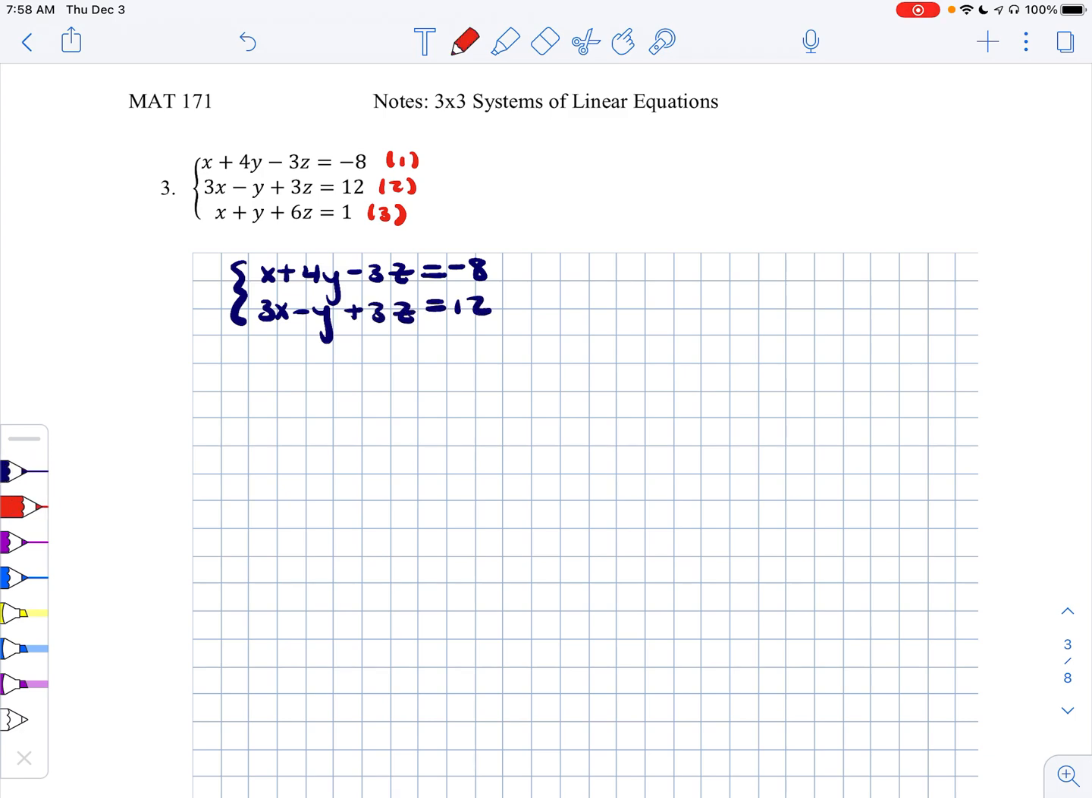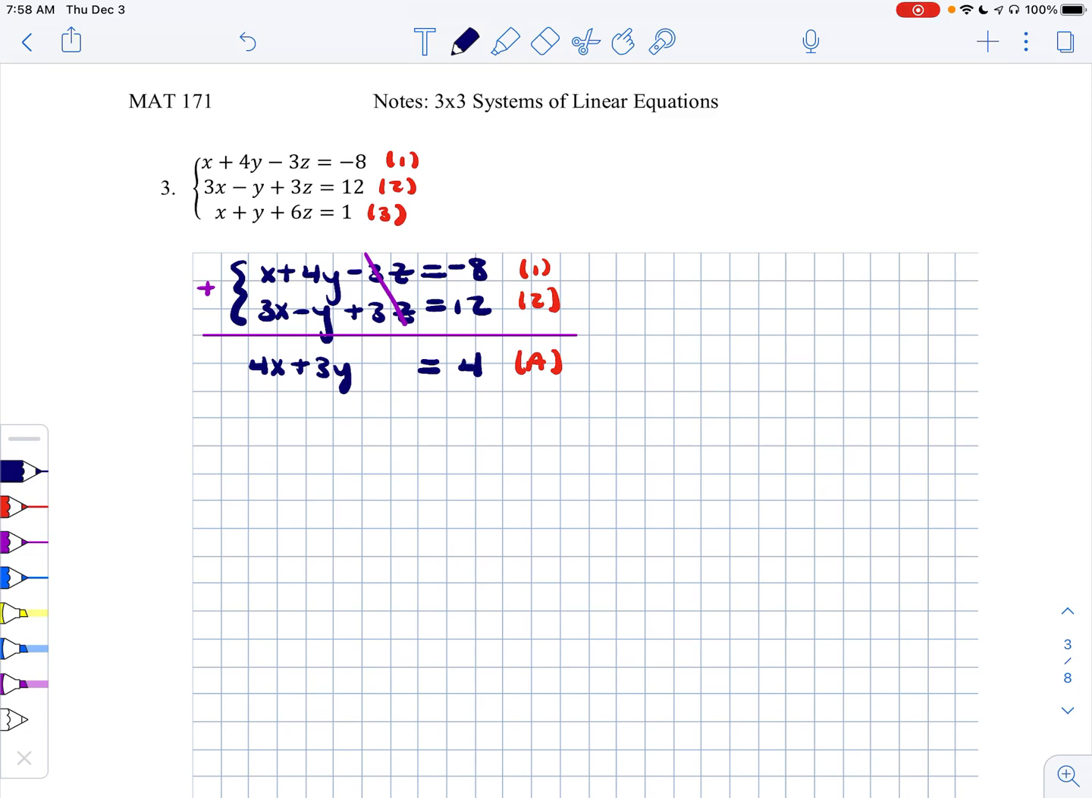Okay, so that was my equation 1 and 2. Okay, let's go ahead and just eliminate that variable. So we're just adding those up. Our z's cancel. We'll get a 4x plus 3y equals 4. And that's going to be our equation A. All right, so we put our one pair together, eliminated the z, got our equation A.